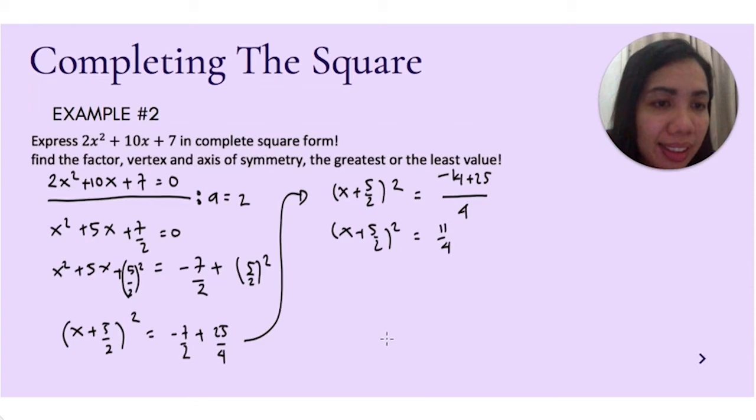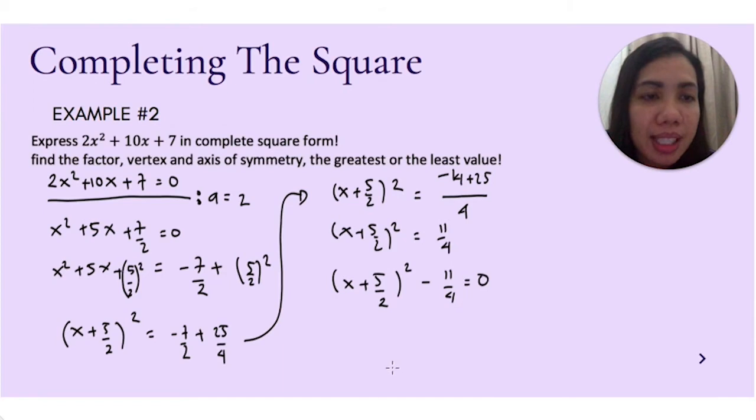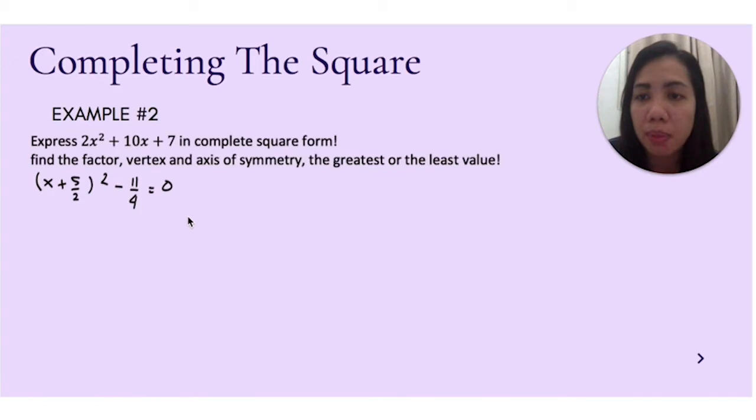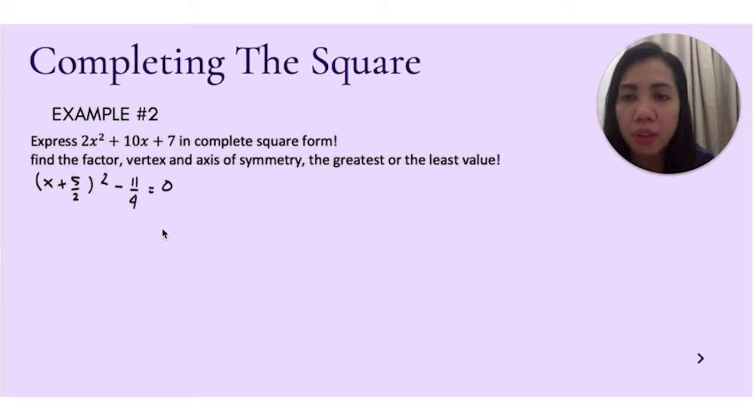Now the last step is we just need to put this to the left side again. So x plus 5 on 2 squared minus 11 on 4 equals 0. So this is the perfect squared expression from this quadratic equation or quadratic expression. This is what we have got before: the perfect squared expression of this quadratic expression is x plus 5 on 2 squared minus 11 on 4 equals 0.